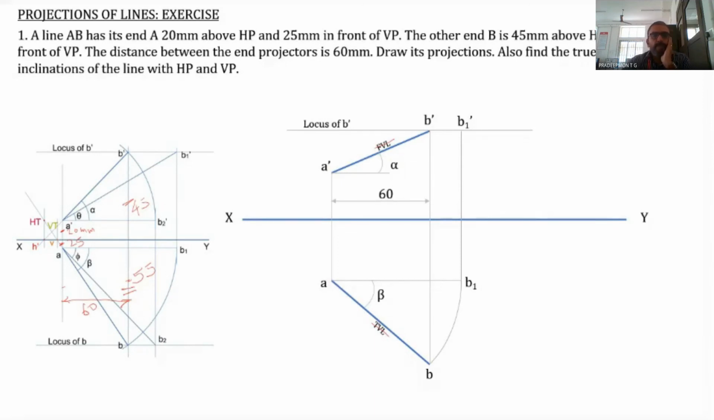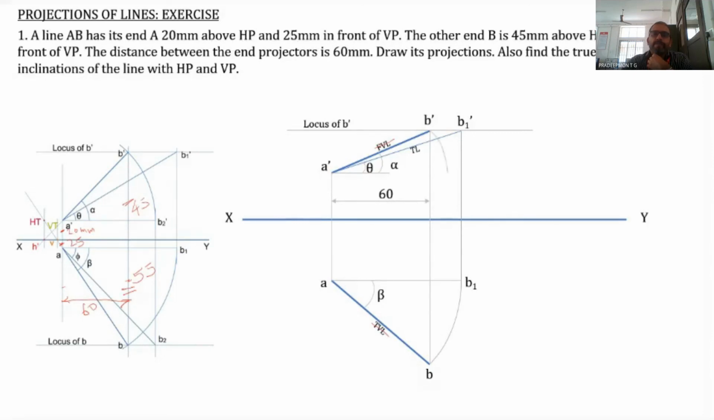Now join A dash with B1 dash. A dash is joined with B1 dash, and this is the true length. By measuring this A dash B1 dash, you will obtain the true length. And the inclination of this line with the horizontal line, this angle, that is theta, is the true inclination with the HP. Theta is the inclination of A dash B1 dash with the XY line or the horizontal.